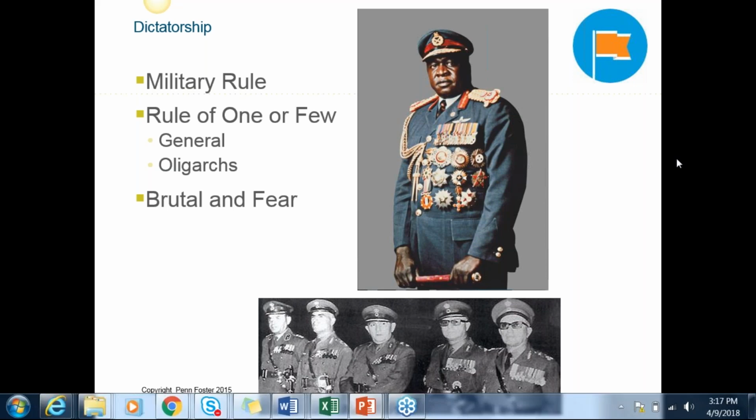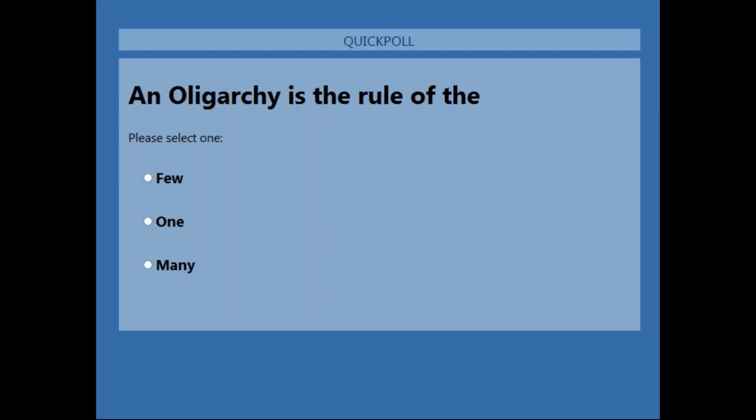That leads us to our next poll question. An oligarchy is a rule of the what? Rule of the few, rule of the one, or rule of the many? Which is the oligarchy? Rule of few, rule of one, or rule of many? Give you guys a few more seconds.